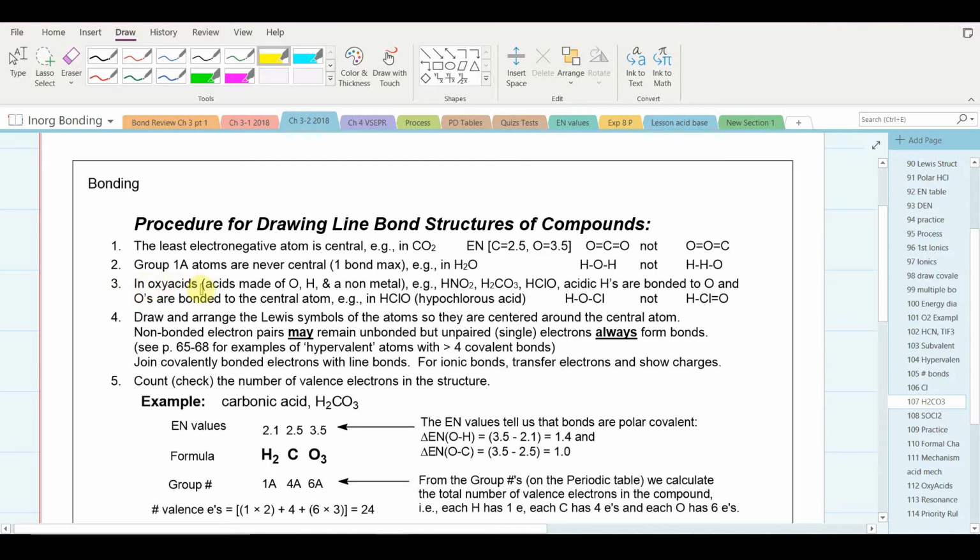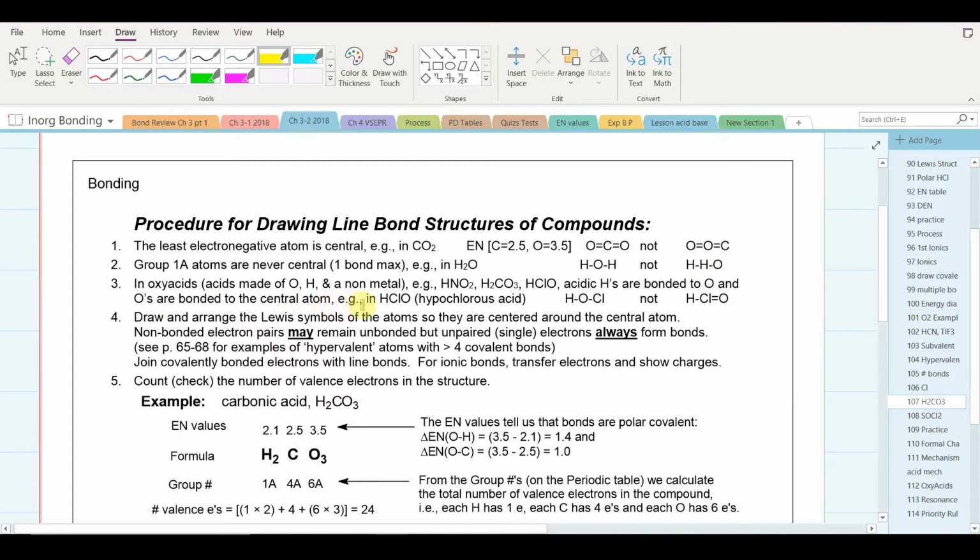In oxyacids, what's an oxyacid? Well, it's an acid that's made of oxygen and hydrogen, hence the word oxyacid, and a nonmetal. So for example, nitrous acid, carbonic acid, hypochlorous acid, etc. That's an oxyacid. So the rule is in oxyacids, acidic hydrogens are bonded to oxygen, and the oxygens are bonded to the central atom. So you get that. It's really important. If the hydrogens are acidic, they're bonded to oxygens, and all the oxygens are bonded to the central atom.